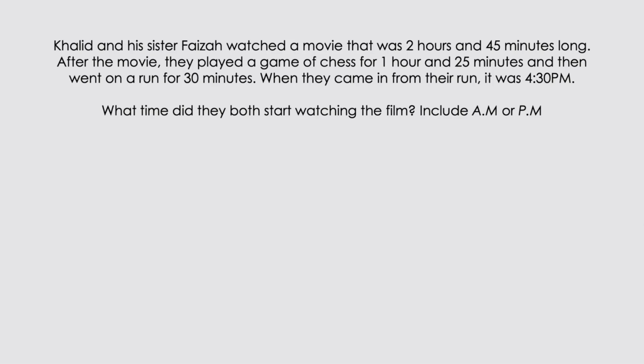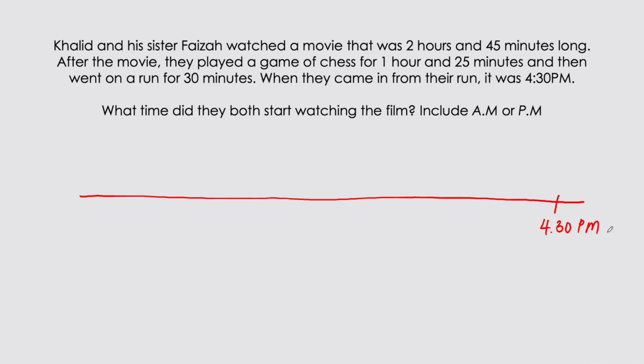So how I would approach this question is to draw a timeline. Okay, so what I'm going to do is draw a straight line from here all the way to the end, and we know that they ended at 4:30, so I'm going to write it all the way here at 4:30 p.m. So what was the last thing they did before they ended? They went for a run for 30 minutes, so I'm going to mark 30 minutes here. So now let's go backwards. What was 30 minutes before 4:30? That would be 4 p.m. Okay, so we're going to write this here.